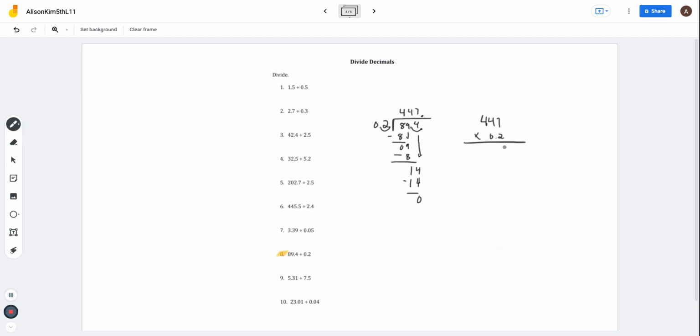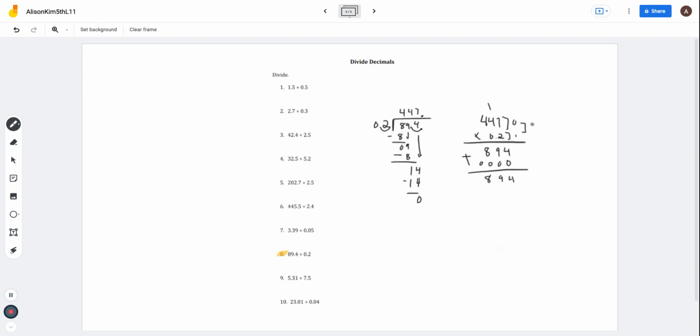So 7 times 2 is 14. Bring down the 4, bring up the 1. 4 times 2 is 8, and then you add 1, which is 9. 4 times 2 is 8, and then a placeholder of 0. And then 0 times anything is just 0, so we're going to put 3 zeros. Final answer when you add these together is 89.894, right?